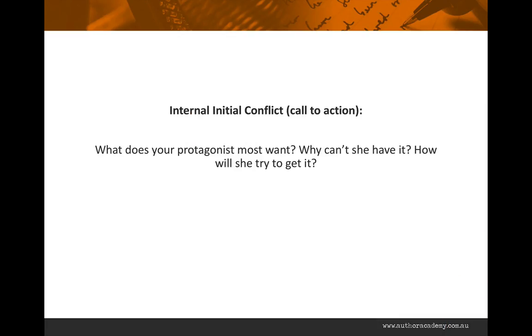Next, internal initial conflict. This is your call to action. So what does your protagonist most want? Why can't she have it? And how will she try to get it? Okay, have a think and answer the question.